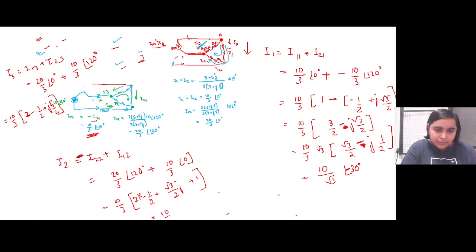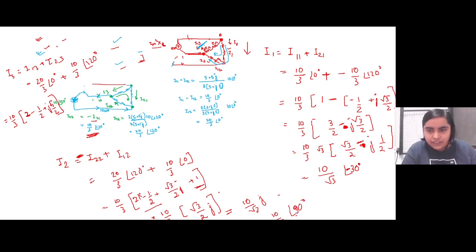So it will be 10 by 3 times, so 2 into 2 is minus 1. So this minus 1 and this plus 1 will get cancelled, so it will be root 3 by 2 times j. So root 3 cancels, 10 by root 3 j, and the angle is 90 degrees, right? Yes.